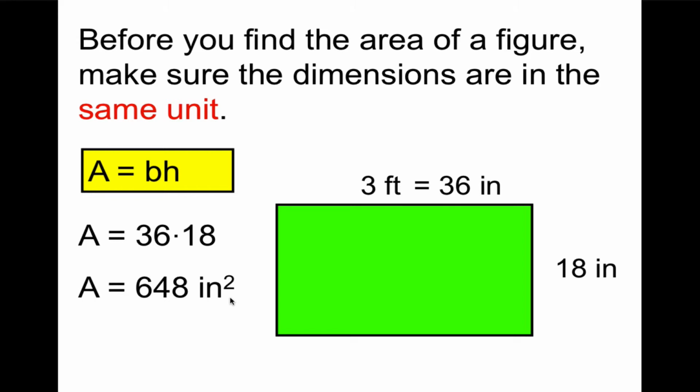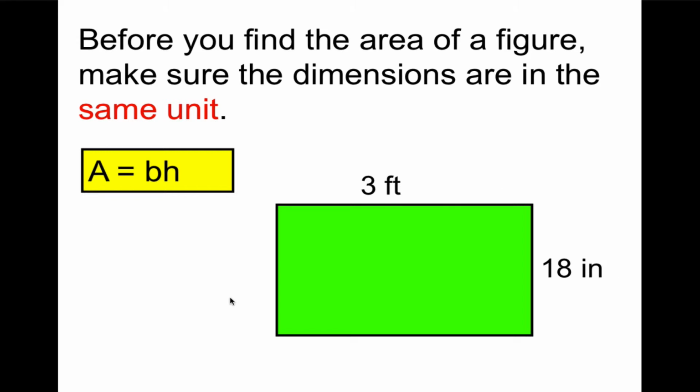That wasn't the only way to have solved this problem. We could have solved the same problem by changing the inches into feet. Since there are 12 inches in a foot, we would divide 18 by 12. And we find that that's 1.5 feet. So if we want to know how many square feet the green rectangle is, we can multiply 3 feet times 1.5 feet.